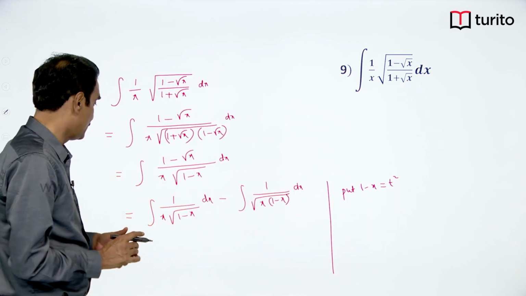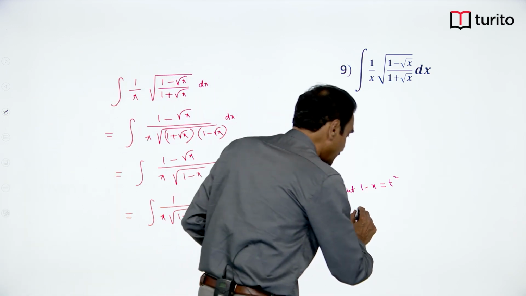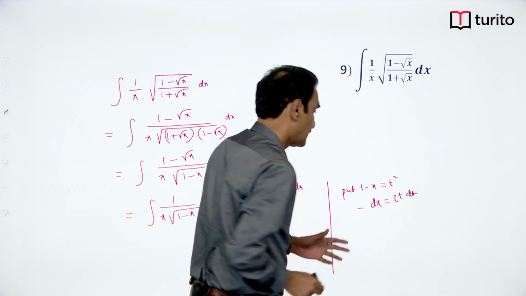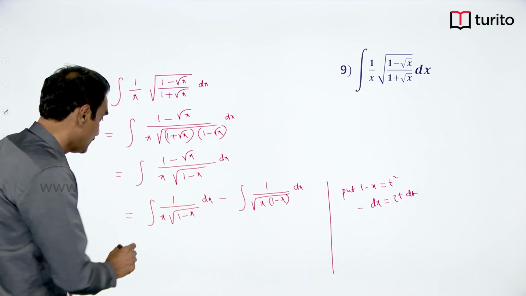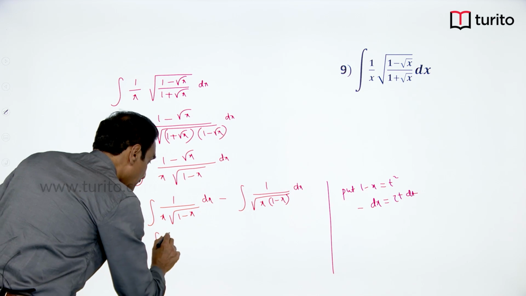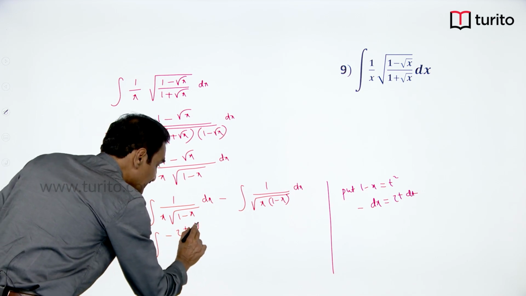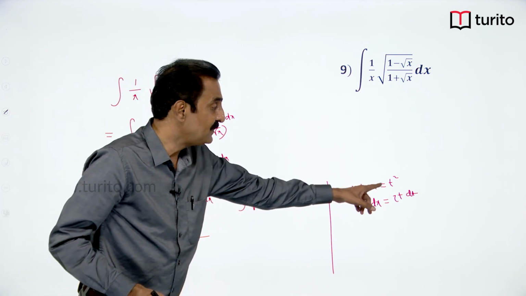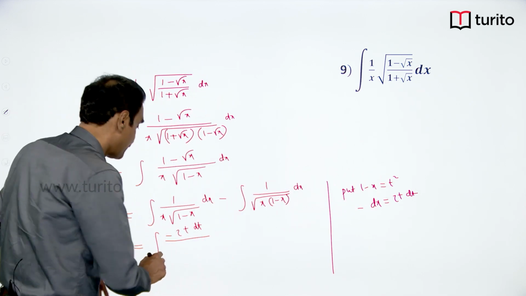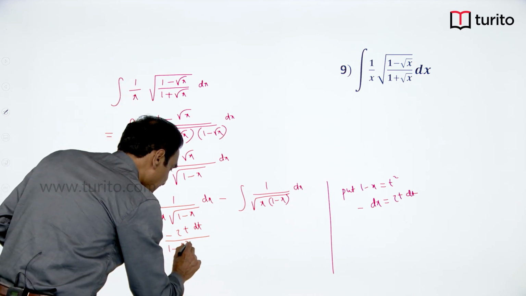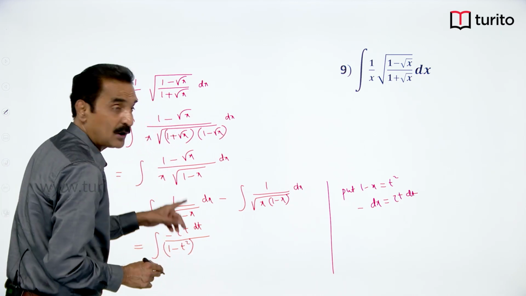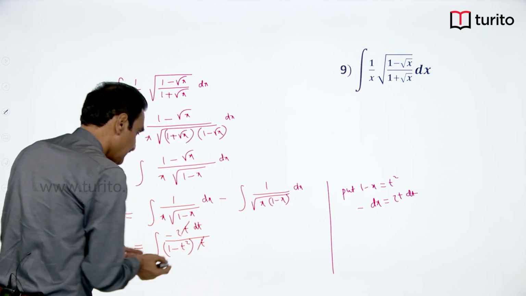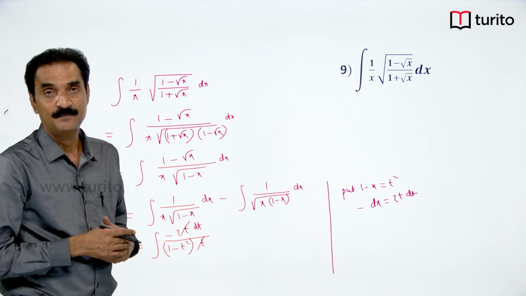Then minus dx is equal to 2t dt. This will be minus 2t dt, dx by, what is x? X will be 1 minus t square. 1 minus t square into, this is root over t square is t. Cancel t, then remaining is a direct formula.